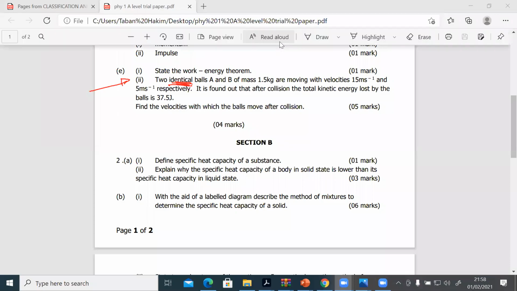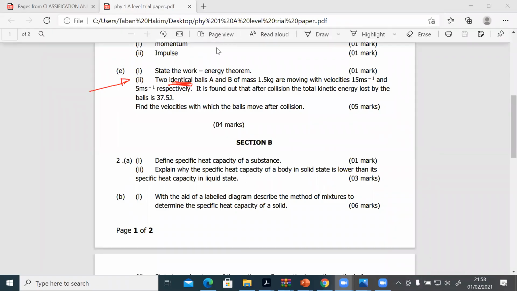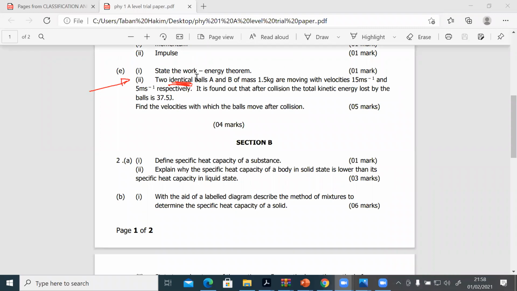So part two is saying that two identical balls A and B of masses 1.5 kilograms are moving with velocities 15 meters per second and 5 meters per second respectively. It is found out that after collision, the kinetic energy lost by the balls is 37.5 joules. So find the velocities with which the balls move after collision.